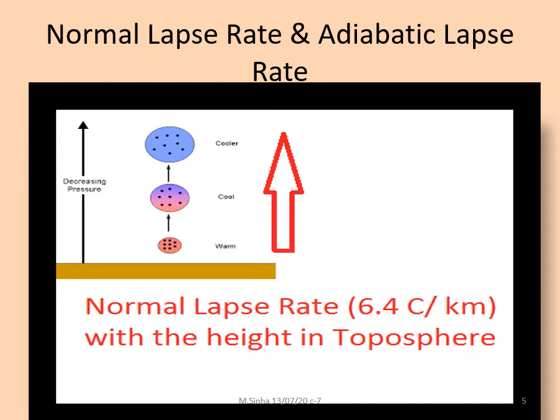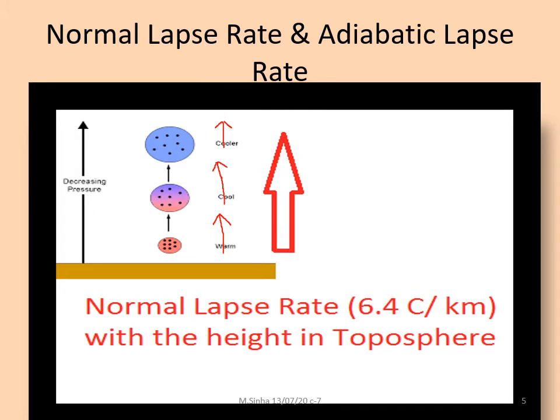Suppose there is an air mass, and this air mass moves upward, and with the increasing height there is no net heat transfer between the outside or surrounding atmosphere and the system. Due to changes in height, there is a decreasing trend of temperature, and that is called adiabatic cooling.